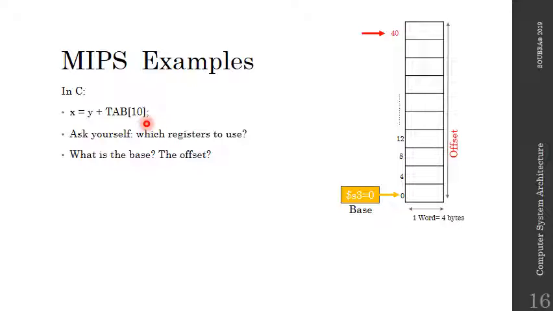Fair enough? However, in MIPS, do we use word addressing or byte addressing? So you already know that answer. I cannot use word addressing, so I'm using byte addressing. So the offset should be in bytes, and we know that each word is 4 bytes. Hence, the offset should be 40. Fair enough?